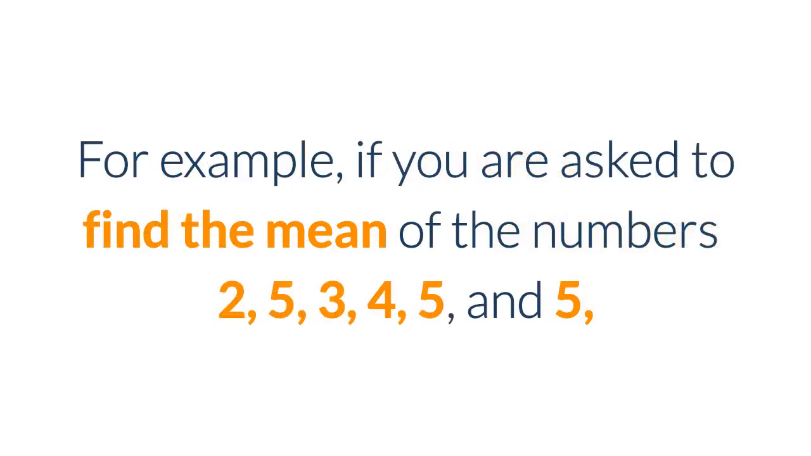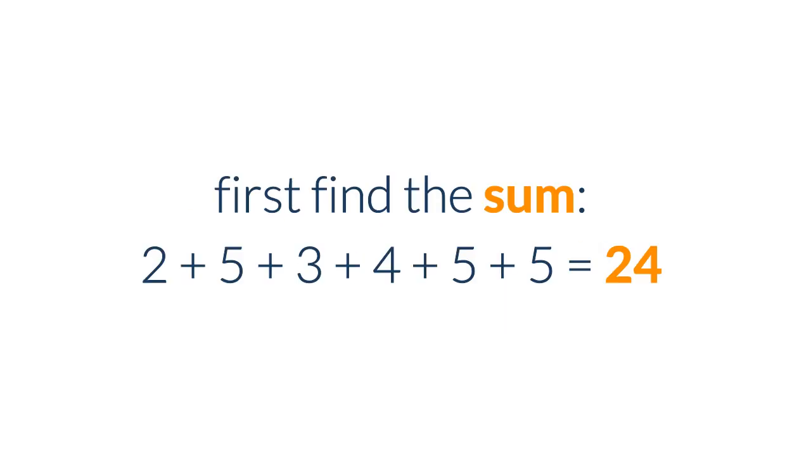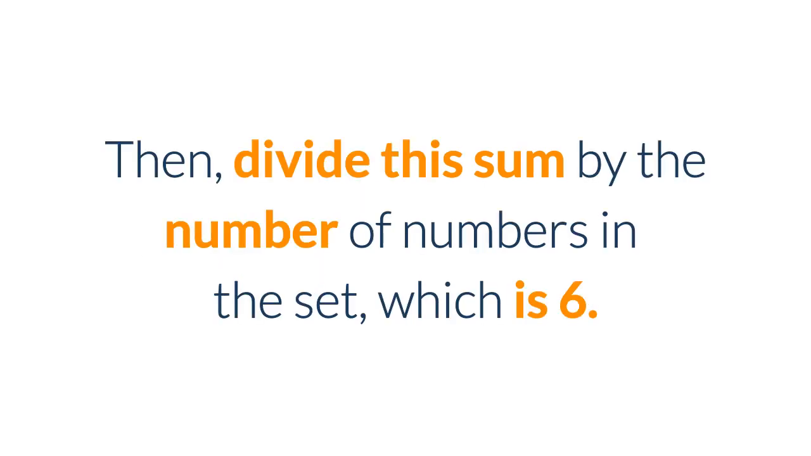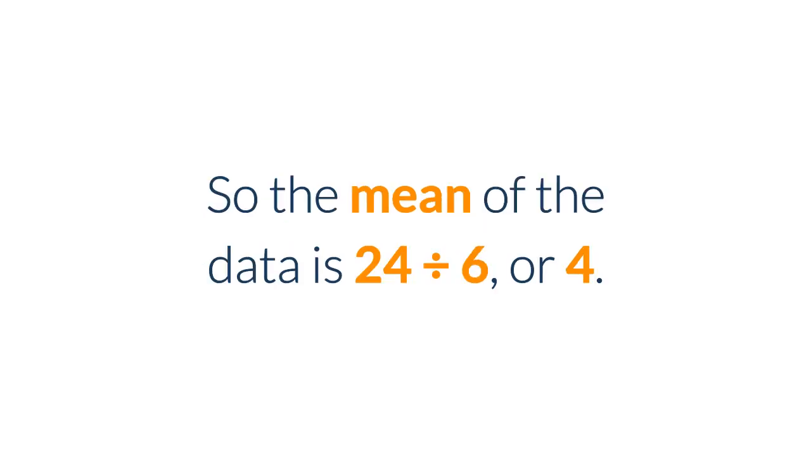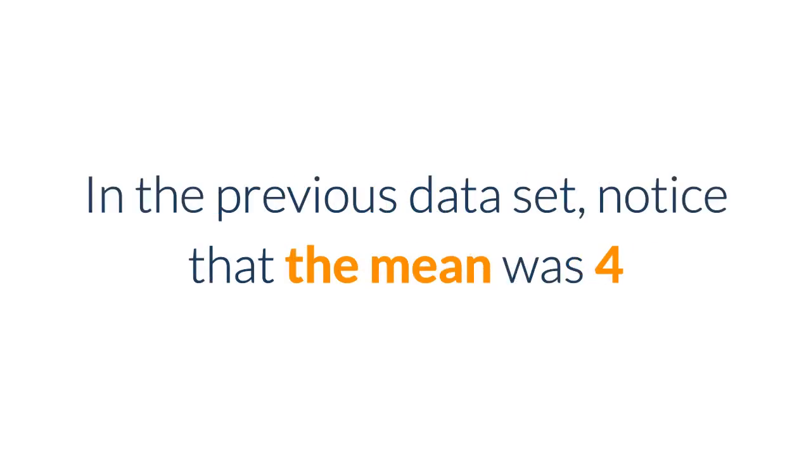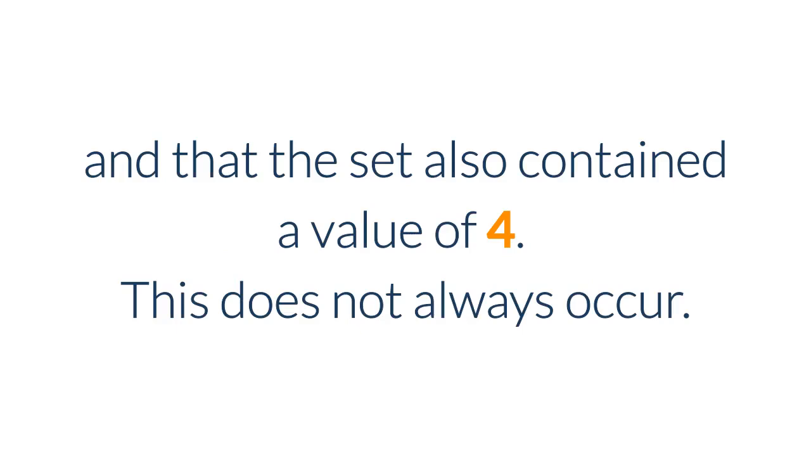For example, if you're asked to find the mean of the numbers 2, 5, 3, 4, 5, and 5, first find the sum. 2 plus 5 plus 3 plus 4 plus 5 plus 5 equals 24. Then divide this sum by the number of numbers in the set, which is 6. So the mean of the data set is 24 divided by 6, or 4. In the previous data set, notice that the mean was 4, and that the set also contained a value of 4. This does not always occur.